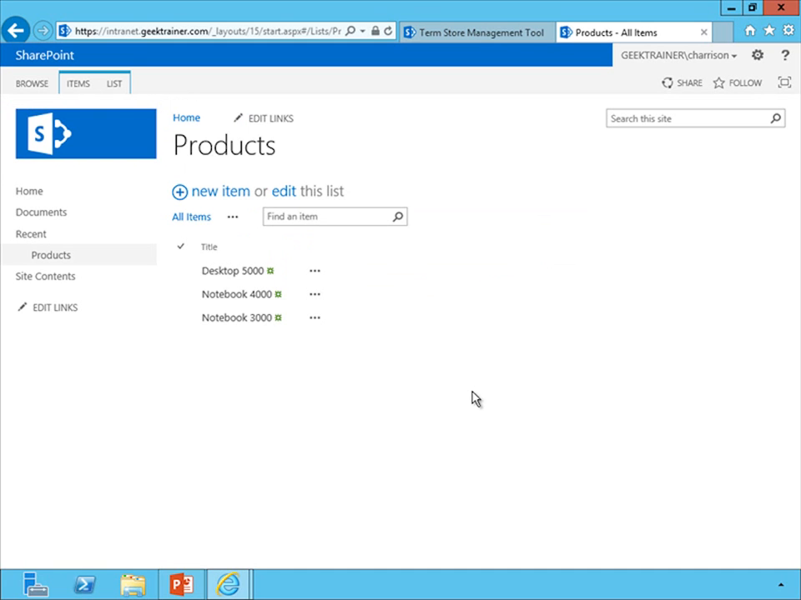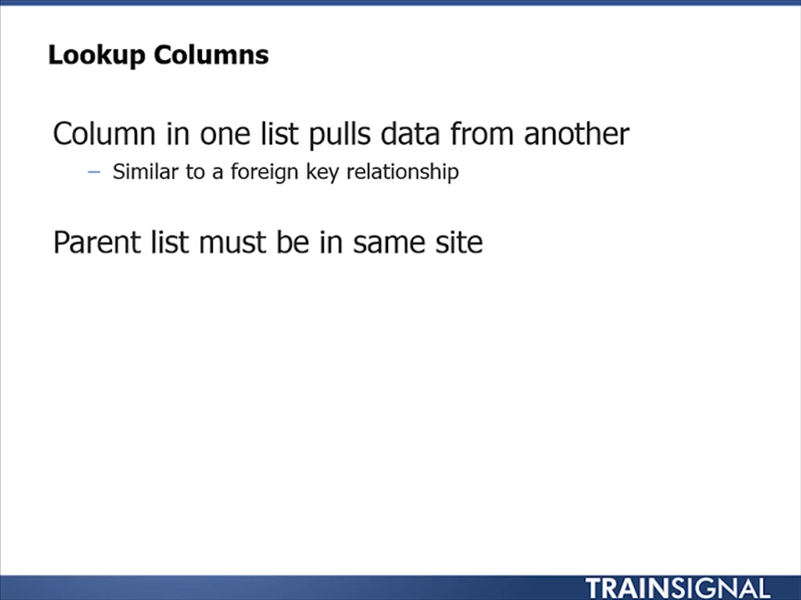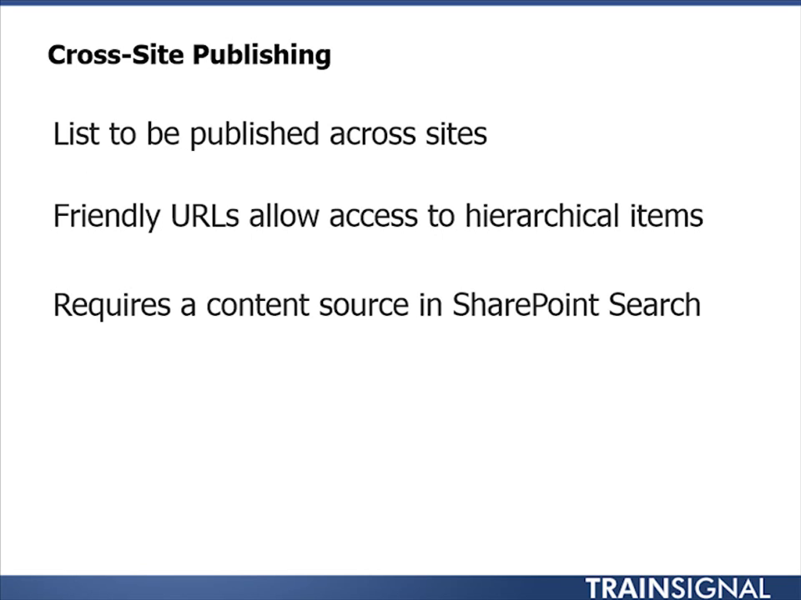Cool. So the big takeaway that I want you to get out of this is the fact that we can create a content type. That's going to be our collection of columns, and that could then be reused across multiple lists. And it could also be used with a little thing called cross-site publishing. Cross-site publishing allows us to take a list and make it available to multiple sites.